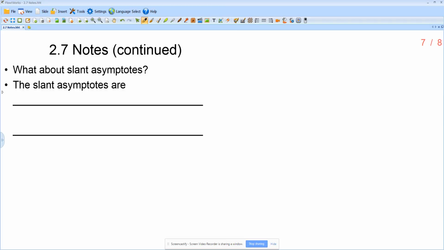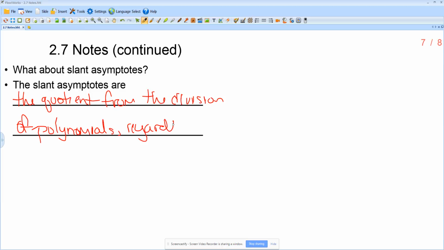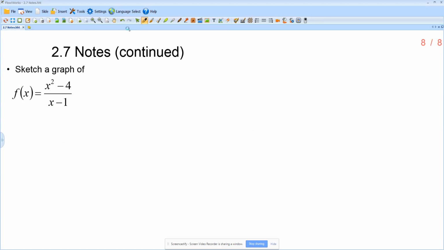A slant asymptote can be found by taking the quotient, so essentially the division, from the division, so the quotient from the division of polynomials. And sort of an interesting note about that, that's regardless of remainder. So when we're talking about a slant asymptote, the remainder we don't really care about. So I'm going to do one example here of seeing that slant asymptote as well.